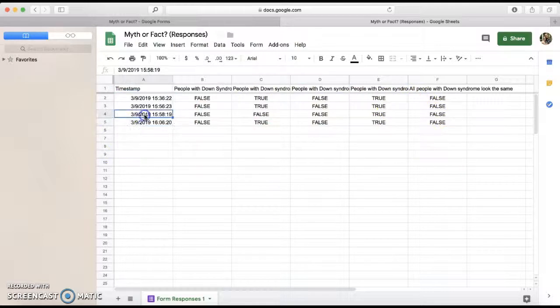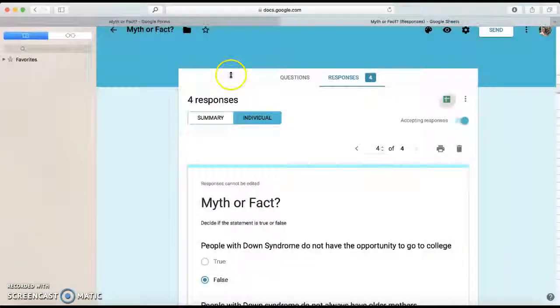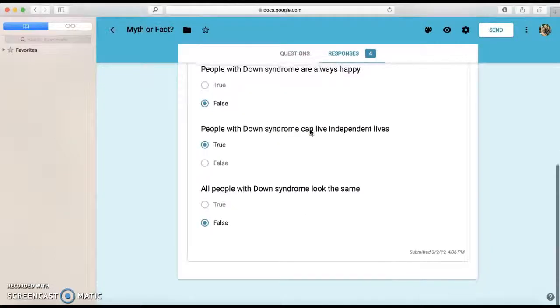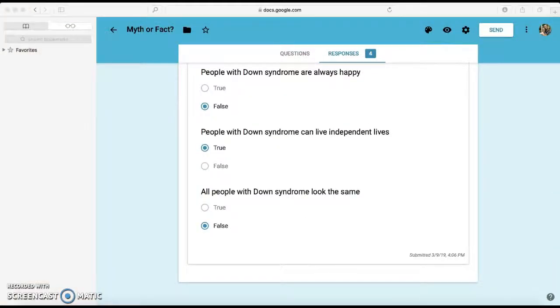And I can also see what time they took them at, which is really awesome. And then I can see the questions at the top. So overall, I really enjoyed this form and thought it was a really great way to inform my students.